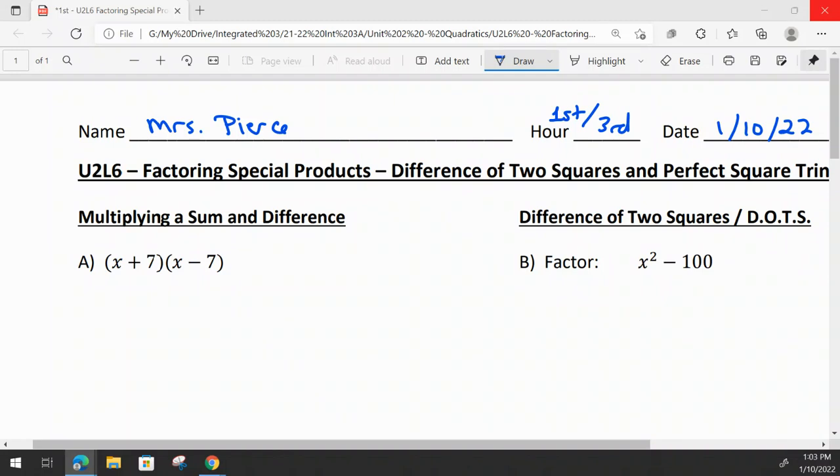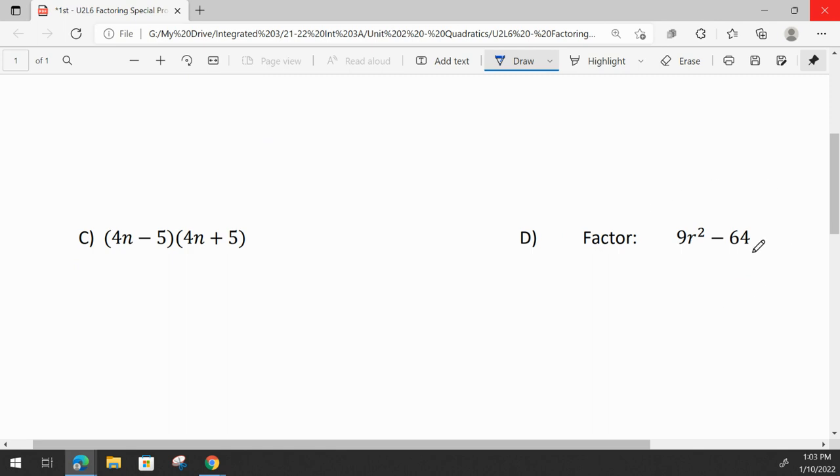Right, so in this lesson, we are factoring special products. A couple of those special products are differences of two squares and perfect square trinomials. So we're going to start out with the easier of the two, the difference of two squares. So this is what a difference of two squares might look like, an example B and an example D.